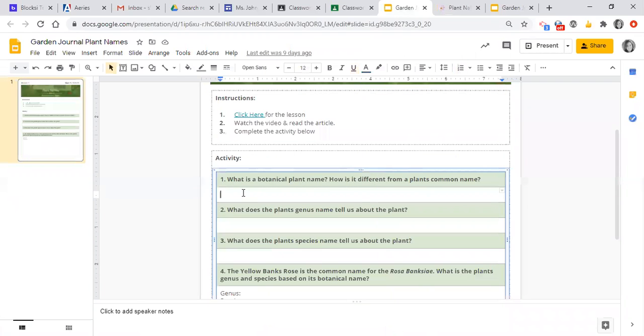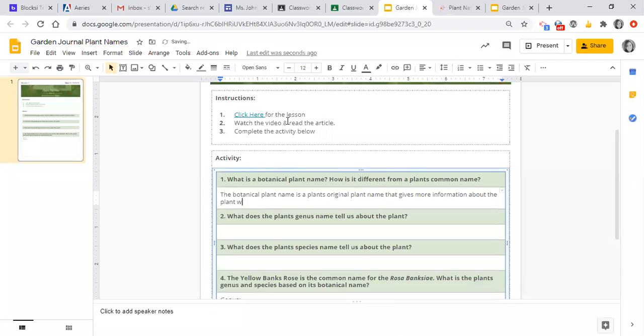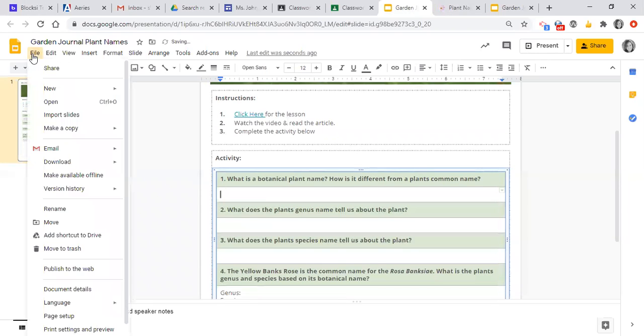So for our answer here, you say that the botanical name is a plant's original plant name that gives more information about the plant, while the plant's common name is the name that it is often referred to in a specific region. I'm gonna make a copy of this.